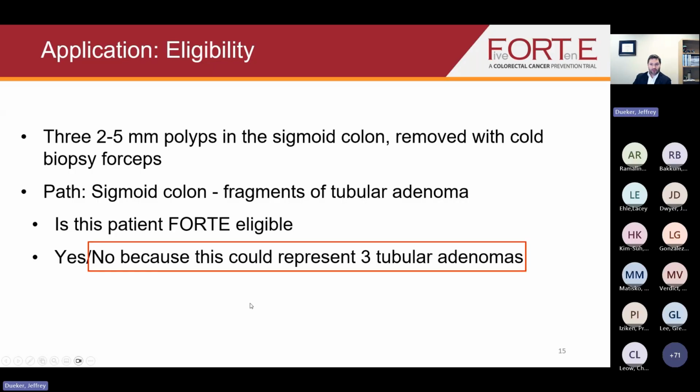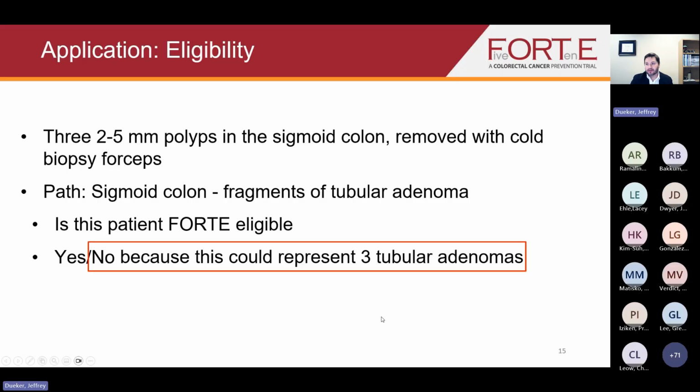In this case, it's no, because this patient had 3 polyps. And 3 polyps that all are some fragment of tissue, they could be 3 tubular adenomas. Is it possible that there were 2 tubular adenomas and 1 hyperplastic polyp? Yes, but no hyperplastic tissue was reported. So it's less likely, and we just don't know that. So we have to assume that this could be 3 tubular adenomas and the patient would be excluded.